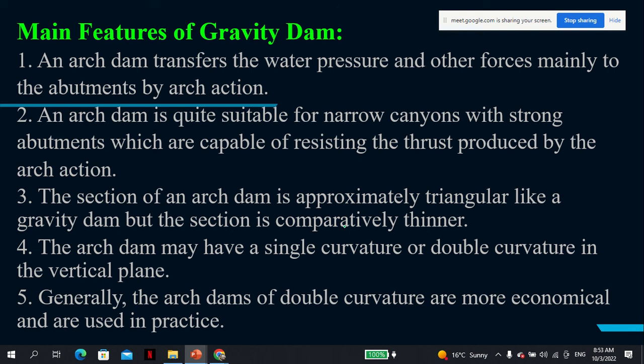So an arch dam is quite suitable for narrow canyons with strong abutments which are capable of resisting the thrust produced by arch action. The section of an arch dam is approximately triangular like a gravity dam, but the section is comparatively thinner. The arch dam may have a single curvature or double curvature in the vertical plane. Generally, the arch dams of double curvature are more economical and are used in practice.